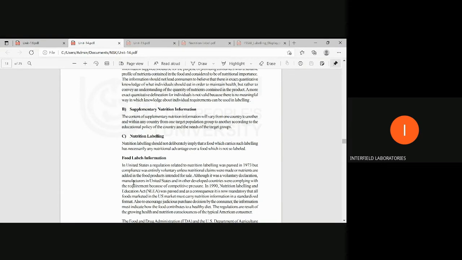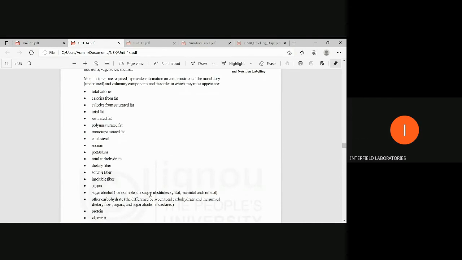The information that usually appears on a nutrition label is given under the title nutrition facts. So these include information on total calories or the energy provided by the food, calories from fat, calories from saturated fat, total fat, saturated fat, polyunsaturated fat, monounsaturated fat, cholesterol, sodium, potassium, total carbohydrate, dietary fiber, soluble fiber, insoluble fiber, sugar, added sugar, trans fat, sugar alcohol, protein, vitamin A, vitamin C, calcium, iron, and other essential vitamins and minerals. So this information can be given under the title nutrition facts.